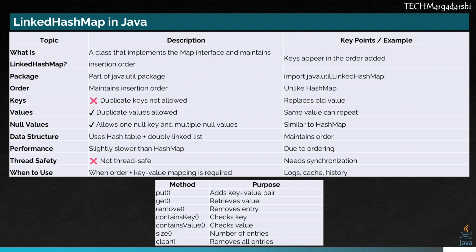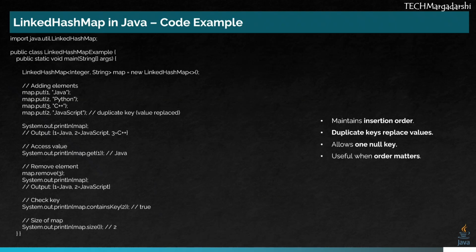Internally, LinkedHashMap uses a combination of a hash table and a doubly linked list to maintain order. Because of this, it is slightly slower than HashMap, but provides predictable iteration order. We use LinkedHashMap when both key value mapping and insertion order are important, such as in caching, logs, or maintaining history. Let's look at a LinkedHashMap example in Java.